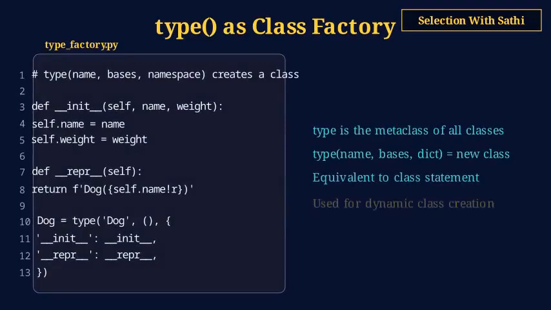The type built-in function has a secret superpower. With one argument, it returns the type of an object. But with three arguments, name, bases, and namespace, it creates an entirely new class at runtime. The name is a string, bases is a tuple of parent classes, and namespace is a dictionary that becomes the class body. This is exactly what Python does when it encounters a class statement. It calls type with these three arguments.